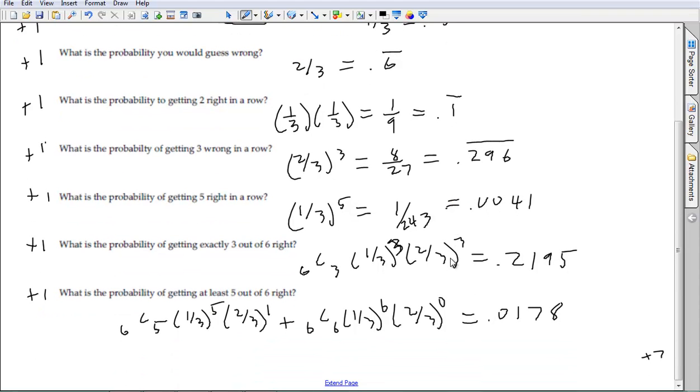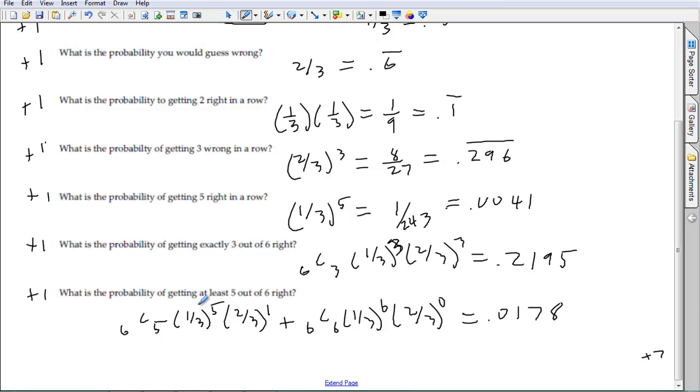What's the probability of getting exactly 3 out of 6? This is a binomial because there are different ways to get 3 out of 6. So this 6C3 takes care of all the different ways you could get 3 out of 6 right. And here's the probability of getting 3 out of 6 right: 1/3 to the 3rd for the 3 right, 2/3 to the 3rd for the 3 wrong, and then times all the different ways it could happen gives us about a 22% chance of getting 3 out of 6 right.